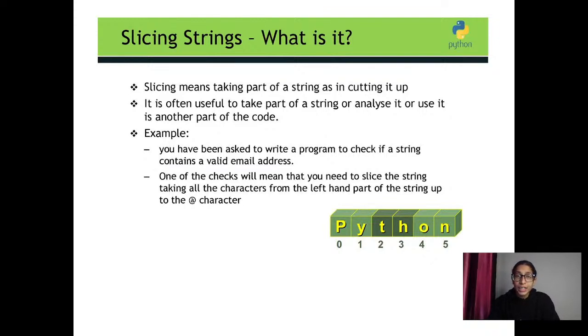Suppose I say that your coding is part of your structural part. Okay, it will not be genuine. When I say that slicing has been done to formulate particular characters in it, it has a genuine meaning. So it is often useful to take part of a string, to analyze it, or to use it in another part of your code.